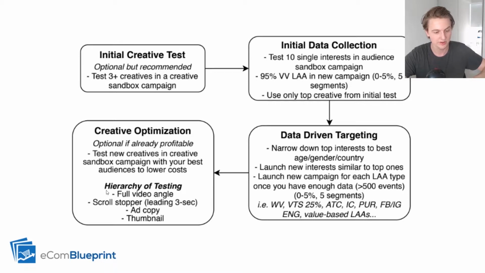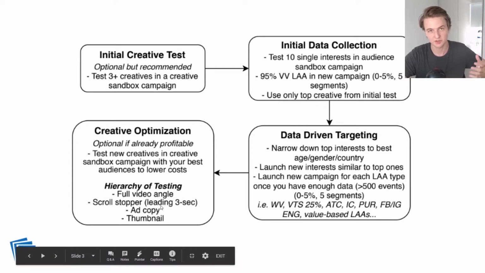And I quickly wrote the hierarchy of testing here. These are the things that you should prioritize. So what's most important to test in an ad? The most important is the full video angle, right? Like the whole video. Changing the whole video is going to make the biggest difference. The next thing that's going to make the biggest difference is changing just the first 3 seconds. This is what I call the scroll stopper. Just changing this is going to make a really big difference. After this, I put the ad copy. Ad copy also makes a very big difference. And lastly, the thumbnail.